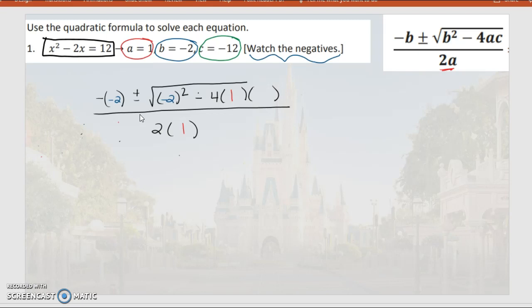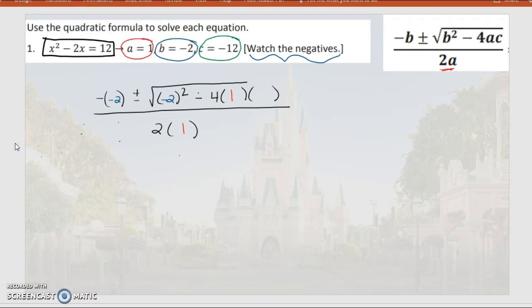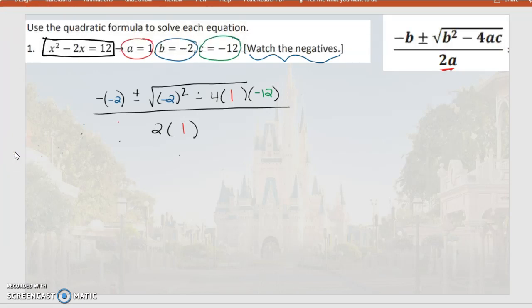Beautiful. And then I'm going to do my green C. That just gets plugged in right here. Sometimes the hardest part about this formula is just plugging it in. So now I'm just going to go ahead and straight up solve. So a negative 1 times a negative 2 turns into positive 2 plus or minus the square root.